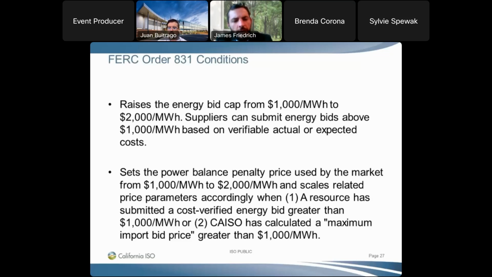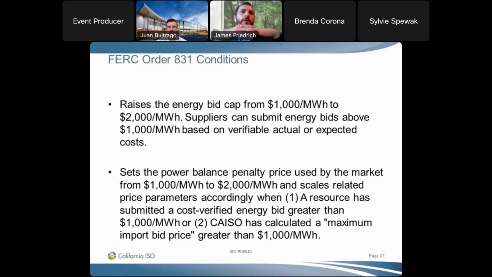In bullet 2, number 2 here, it says CAISO has calculated a maximum import bid price greater than $1,000. Part of the FERC order 831 process involves how you cost verify a non-resource specific import, where you don't really know what type of unit is involved and can't necessarily verify its cost. The way that CAISO implemented FERC order 831 was to look at the bilateral hubs and apply what we call a shaping factor to those hubs.